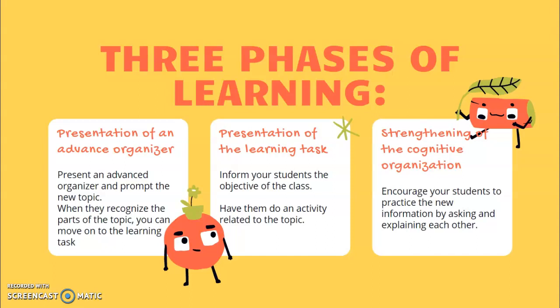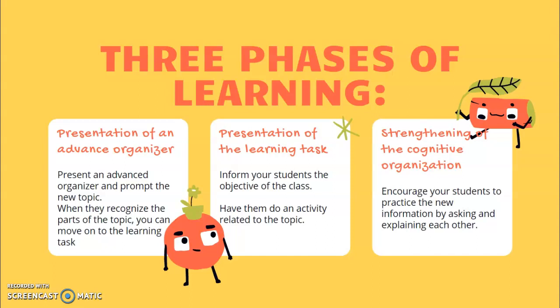So for example, in the book, it gives the example of teaching family members, and the advanced organizer that the book suggests is a picture of the Simpsons. In that picture, the student will have to recognize which member of the Simpsons family is the mother, which is the dad, which is the son, the sister, etc. So when they start to recognize the parts of the topic, you can finally move on to the second phase, which is the presentation of the learning task.